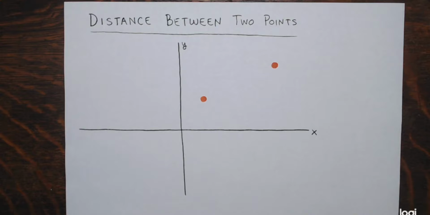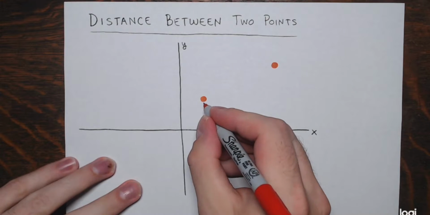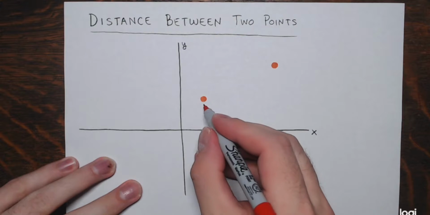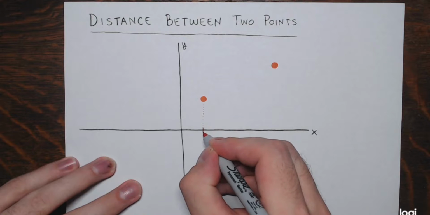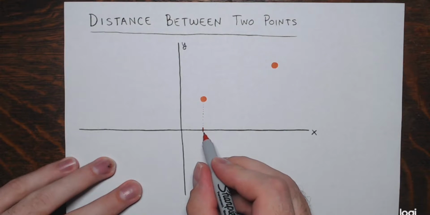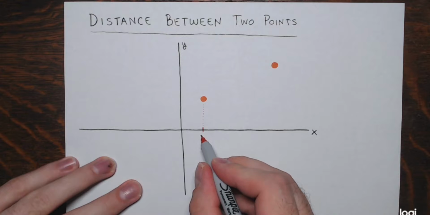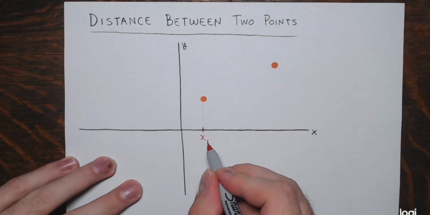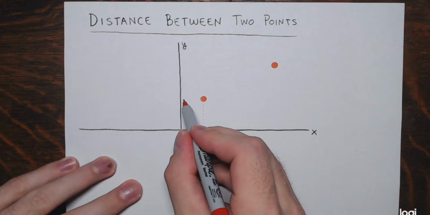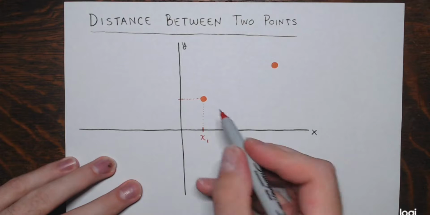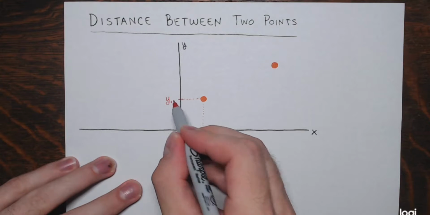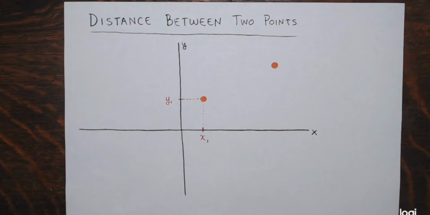And these points have coordinates. So let's say for this first point here, the x coordinate of this point, the number on the x-axis that it's in line with, let's say that's x sub 1, x value number 1. And then the y coordinate for this point, again just for this first point here, I'll call it y1, y sub 1.